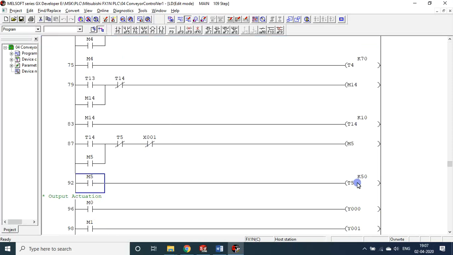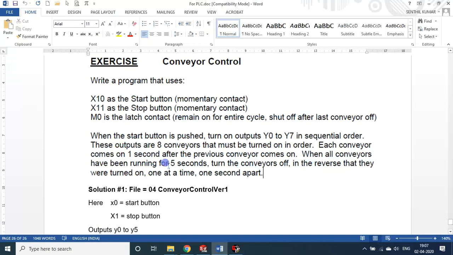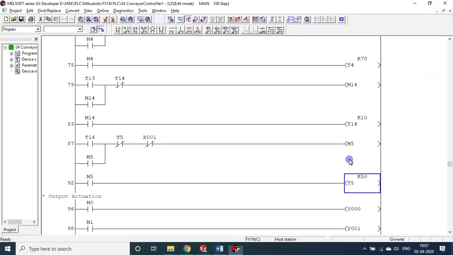This M5 is for the Y5, that is the 6th motor. The 6th motor is on, and it remains on for 5 seconds actually. 5 seconds, that is what is given here. So 5 seconds means 50. So prior to that, 1 second before, the 5th motor would have been on. So 1 second prior and 1 second after. 10 plus 50 plus 10, 70. So the duration of on for the 5th motor is 7 seconds. I think you got the idea.